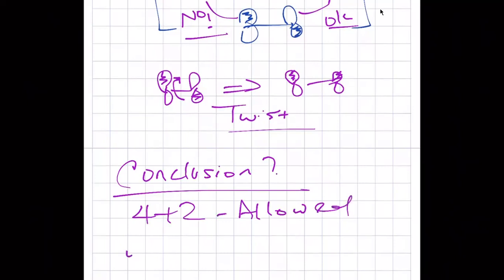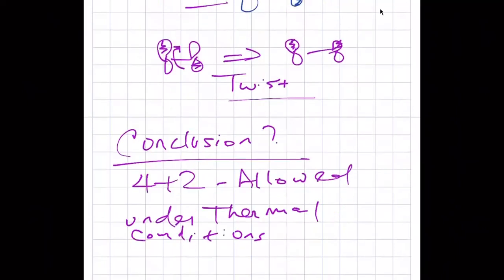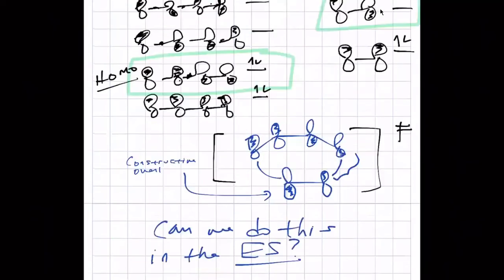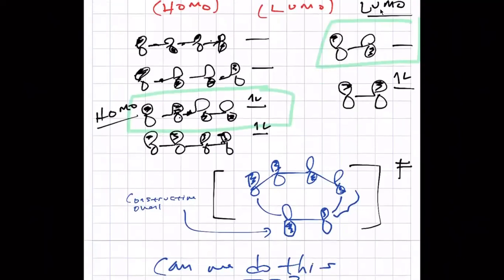Right, so under thermal conditions, the 4+2 is allowed. And you saw that up top, right? When we just added heat, the transition state was fine. You got the proper orbital overlap, no problem.